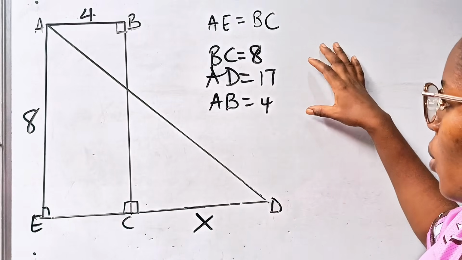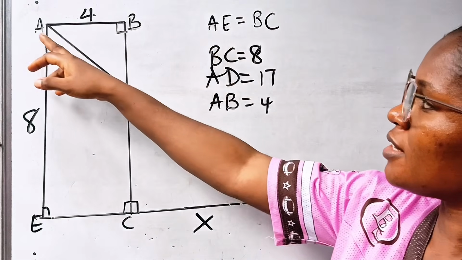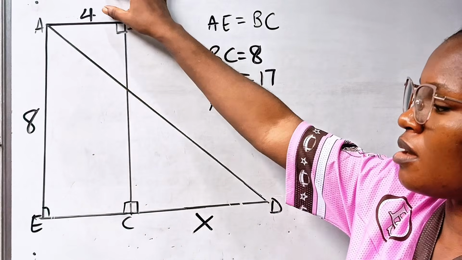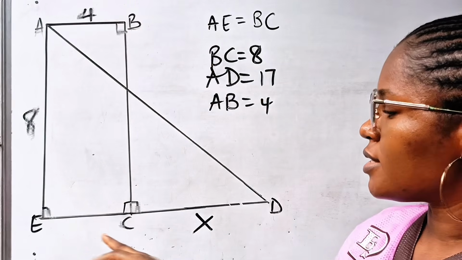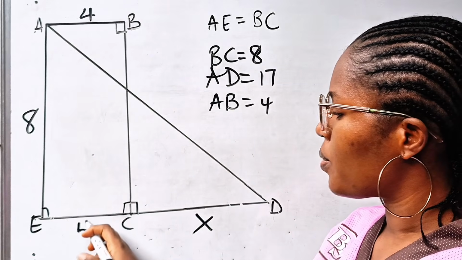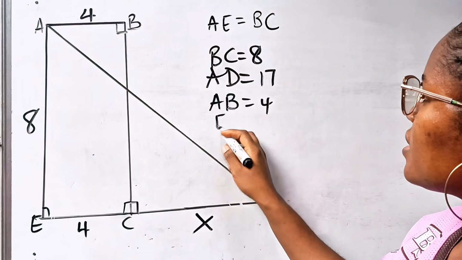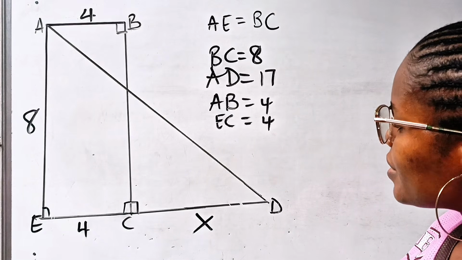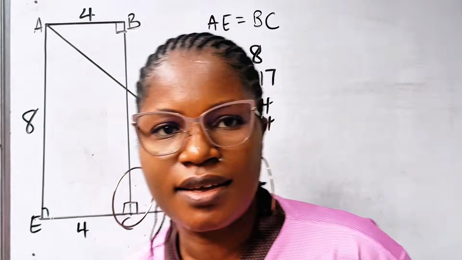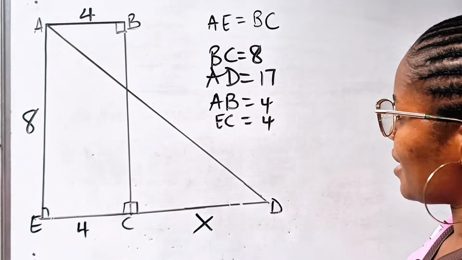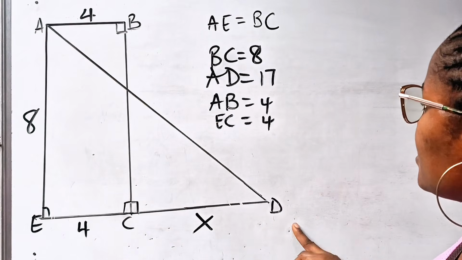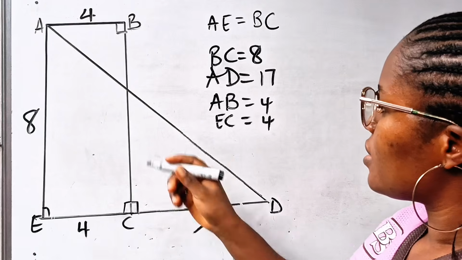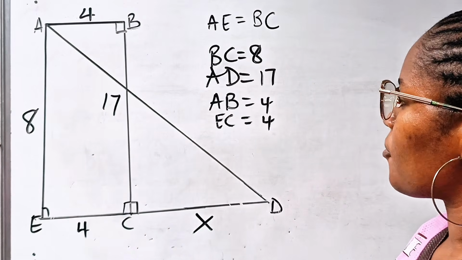So I wanted to say that since AB is 4, then EC is also 4. Now, did you notice anything? I don't know if you have noticed it yet. Now, our AD is 17.